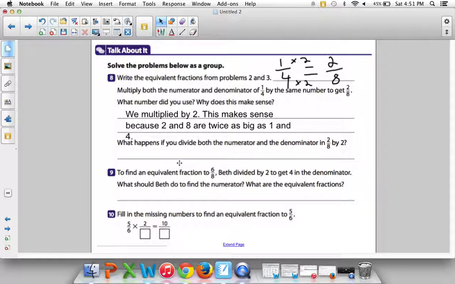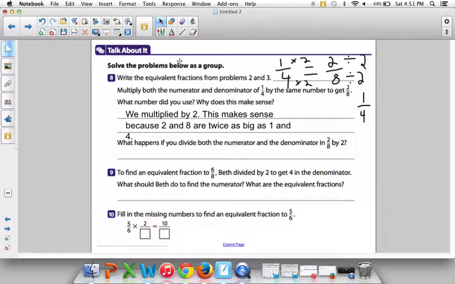What happens if you divide both the numerator and denominator in 2/8 by 2? So now they're asking us, what if you divide the numerator, that's the top one, and the denominator, that's the bottom one, by 2? What would happen? Well, you would go back to your old fraction. 2 divided by 2 is 1, and 8 divided by 2 on the bottom there is 4. So you see, you can go back and forth with multiplication and division, and you can see all the different equivalent fractions.